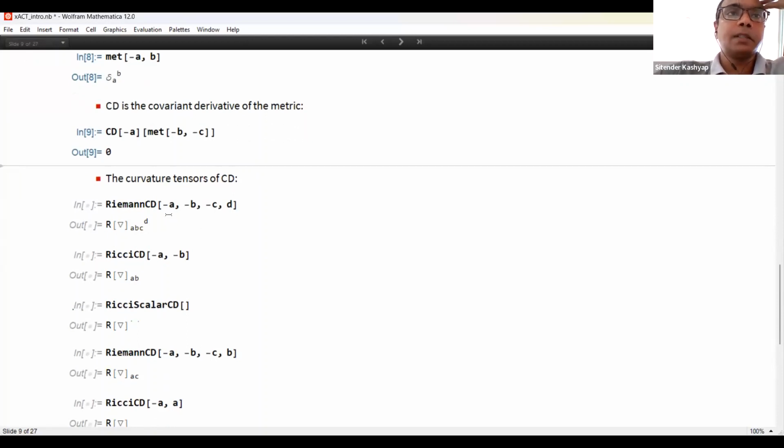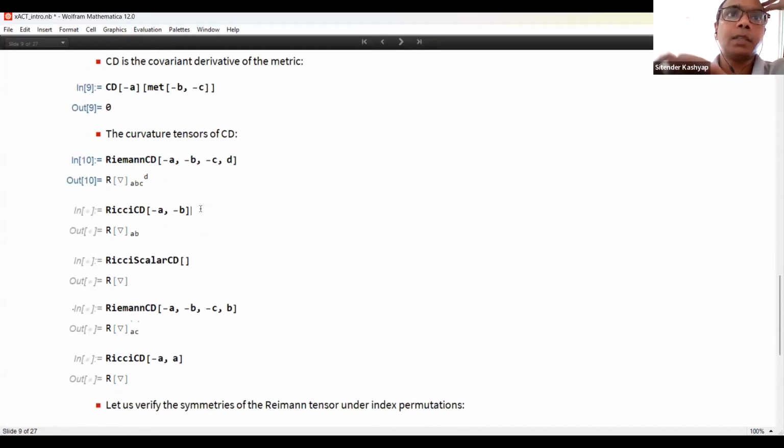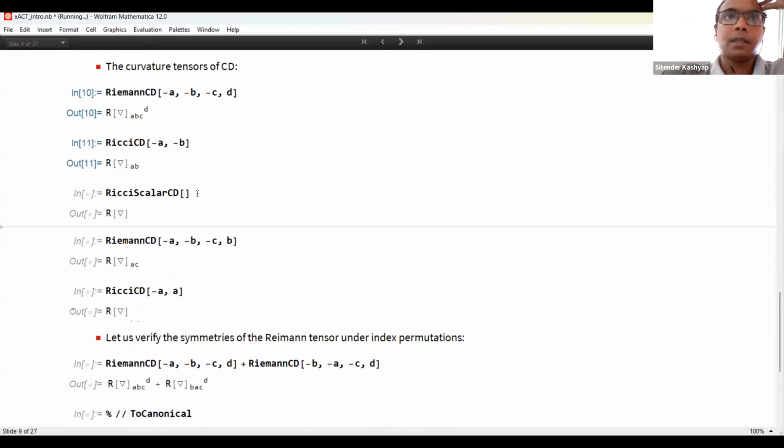Okay, Riemann tensor. The Riemann tensor has 4 indices. In Wald's notation, the fourth index is up and the first 3 are down. So when we enter it, Riemann CD is with respect to the covariant derivative that we have defined, and these are the index placements. Similarly, for the Ricci tensor, with both down indices, we have entered it like this. And for the Ricci scalar, where there are no indices, it is entered like this.